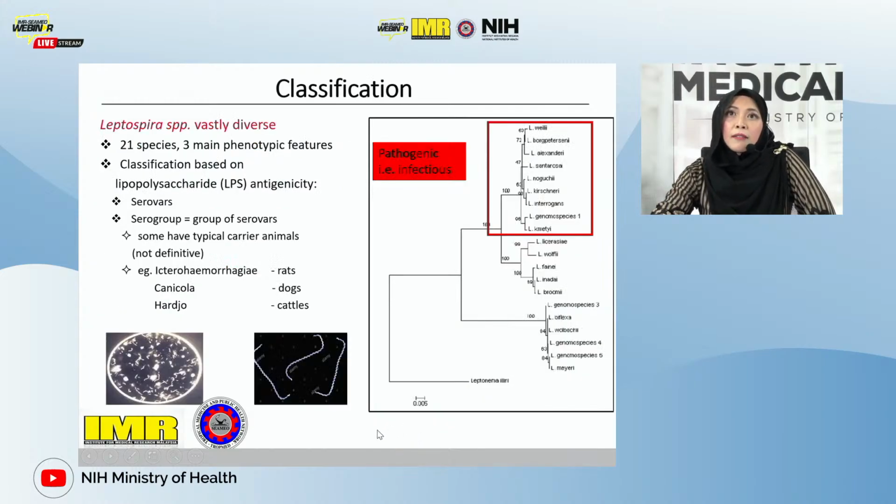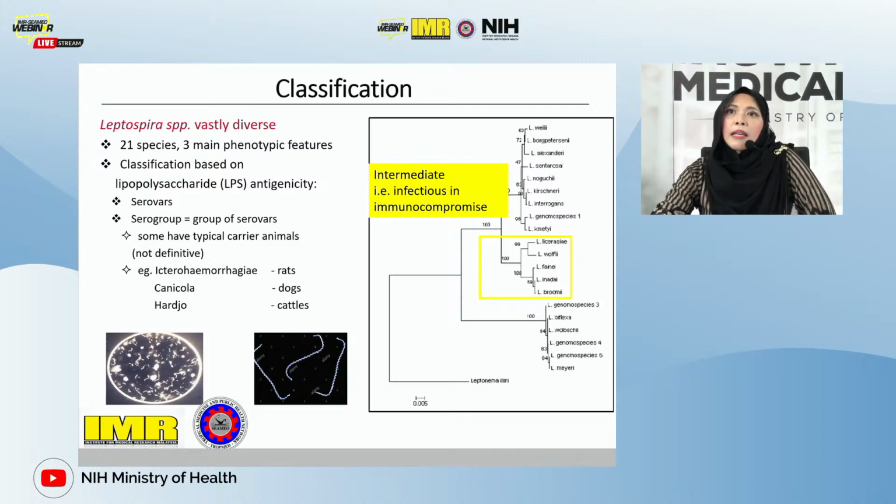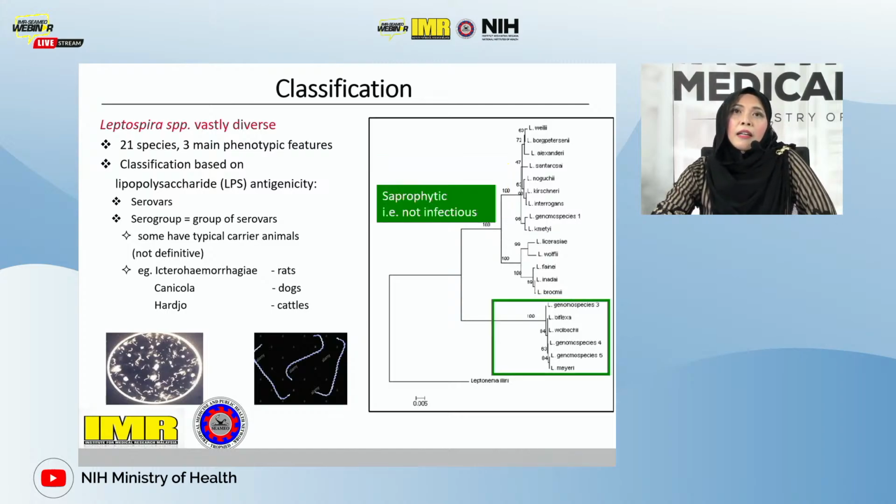Leptospira species are vastly diverse bacteria with more than 21 species and three main phenotypic features, namely pathogenic, intermediate, and saprophytic. They can also be classified based on the heterogeneous antigenicity of the lipopolysaccharides, which gives rise to the serovars and serogroups. However, a serogroup can have some typical carrier animals, though this is not definitive.